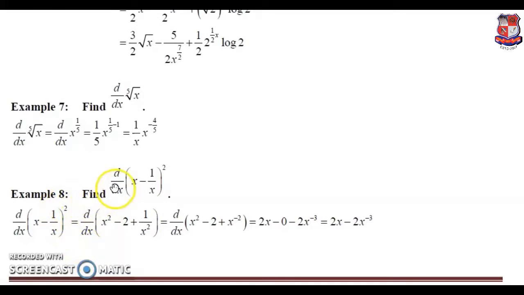Example number 8, find d by dx x minus 1 upon x square. So first we have to expand this function, a minus b whole square, that is a square minus 2ab plus b square. So x square minus 2x into 1 upon x plus 1 by x square. X cancels, so 2 1s are 2. Separately we apply differentiation: d by dx x square minus 2 minus d by dx 2 plus d by dx x raised to minus 2. X square differentiation is 2x, constant term differentiation is 0, x raised to minus 2 gives minus 2x raised to minus 3. So 2x minus 2x raised to minus 3.